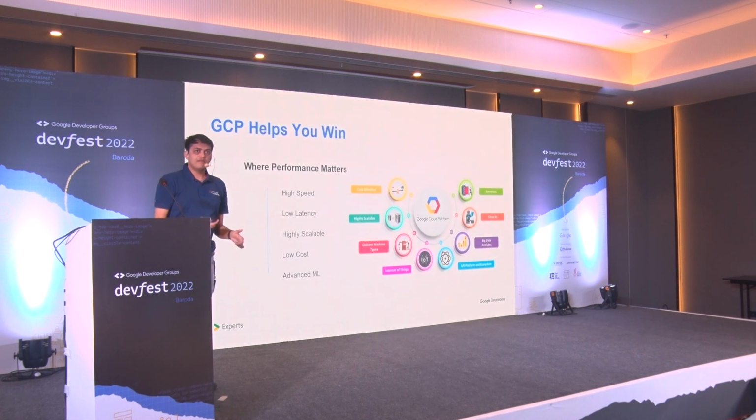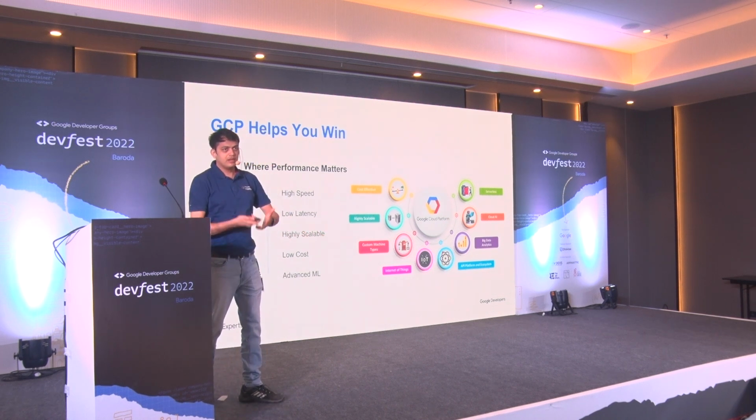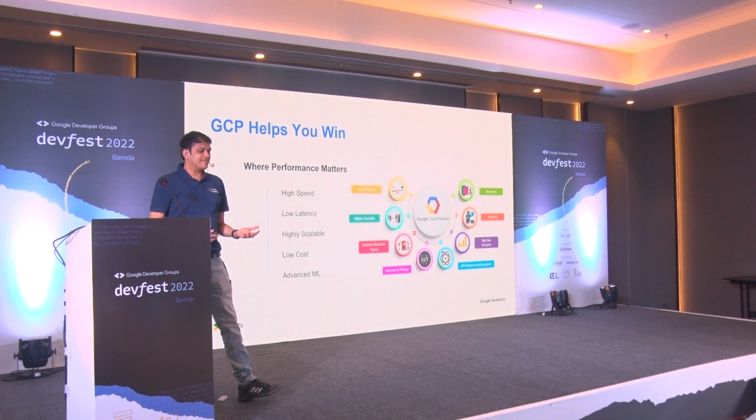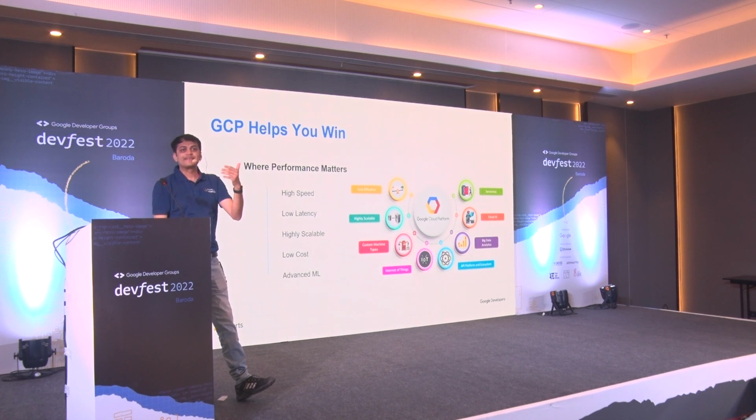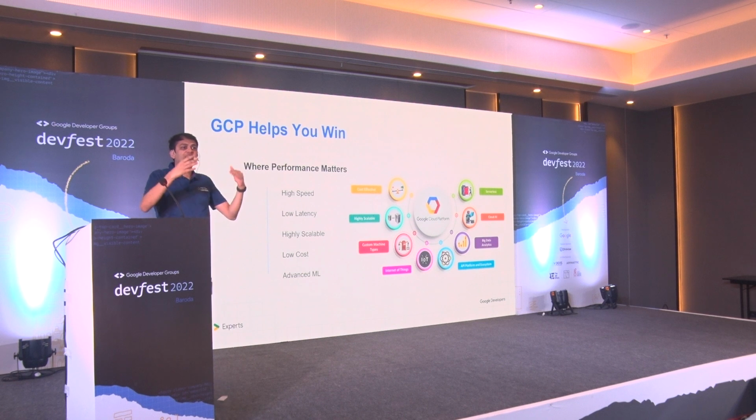But when we talk about GCP, these are the standard characteristics: it's of course high speed, so you have very low latency, and you have highly scalable infrastructure. Let's say you build an application where you have only 100 users, then you go to 1,000 users, 1 lakh users, millions of users. How do you scale your infrastructure? That is very easy.